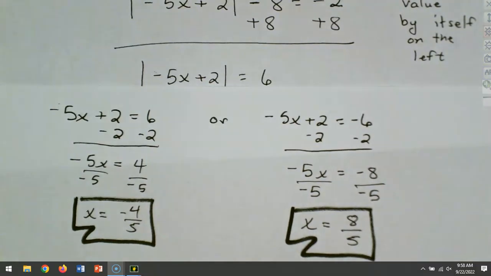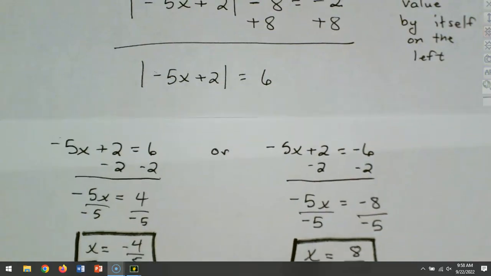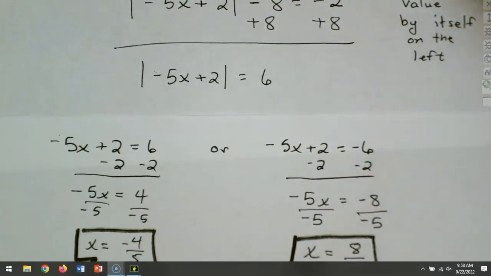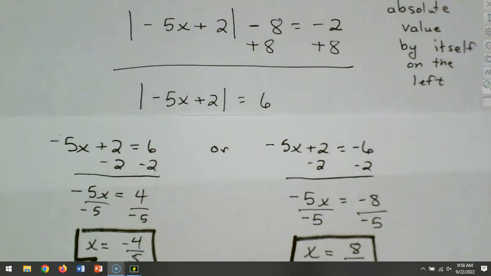Is everyone okay with how I did that? So make sure that the first thing that you do is you get that absolute value by itself. So that 8 has to be moved over.